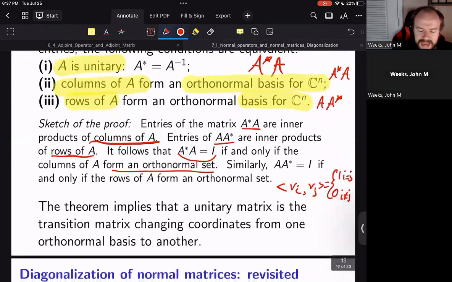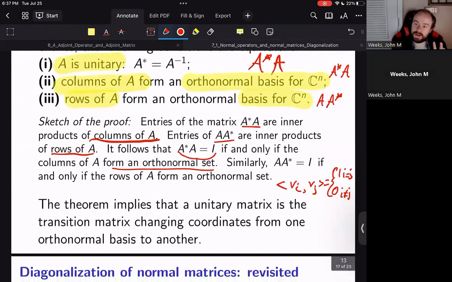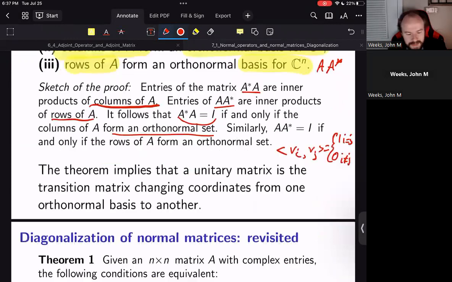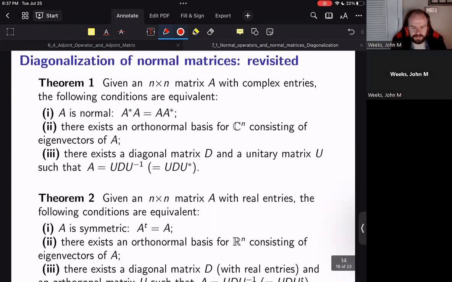So that gives us a way of looking at coordinate matrices in a slightly different way. Coordinate matrices are just unitary matrices. Their asterisk, their adjoint, is going to be the inverse of those matrices. So now I can finally return to our big theorem here to talk about normal matrices.